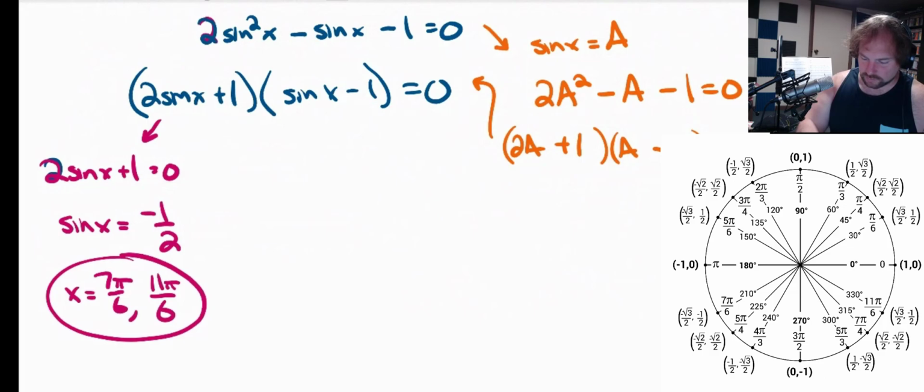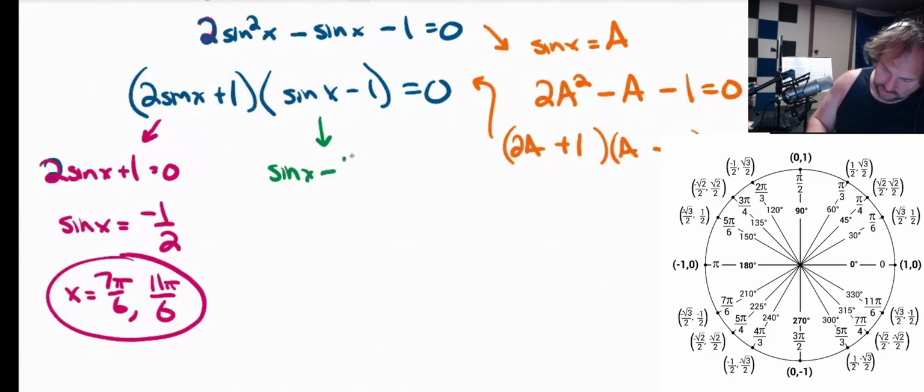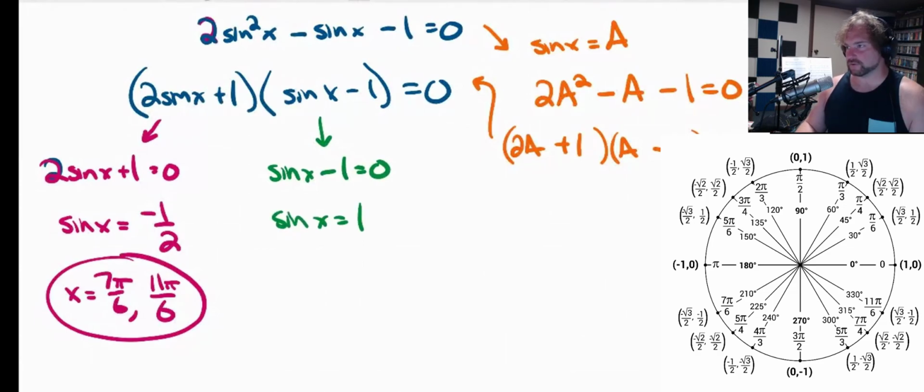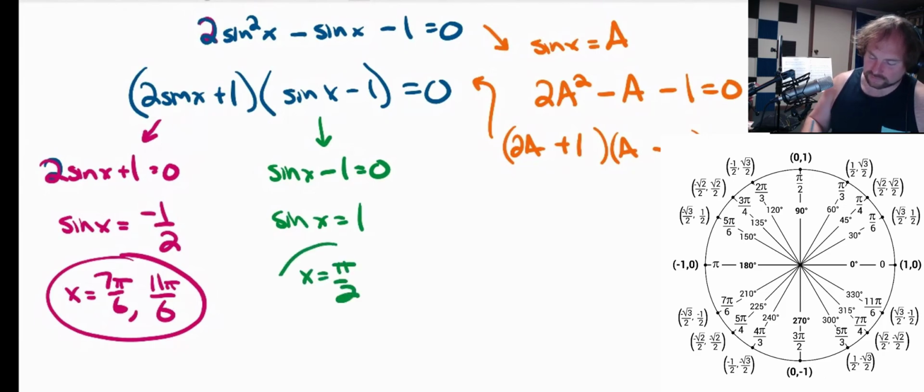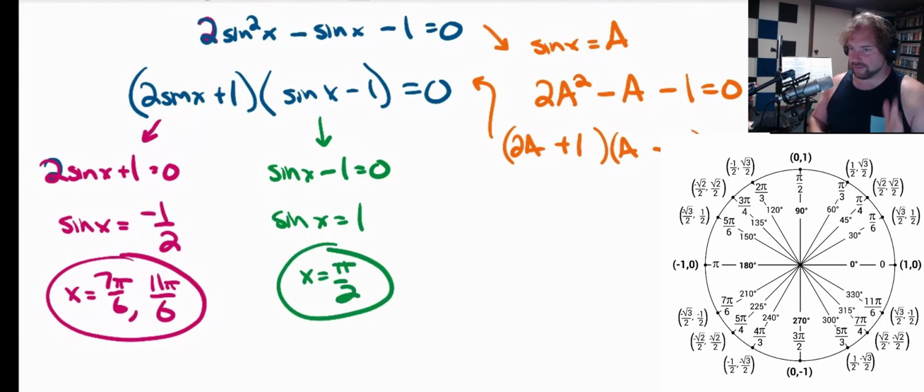The other case, which I will do in green, I suppose, is when is sine of x minus 1 equal to 0? Or in other words, when does sine of x equal positive 1? Now there's only one answer to this one, and that is at x equals pi over 2. And so there are your three answers to this question: pi over 2, 7 pi over 6, and 11 pi over 6.